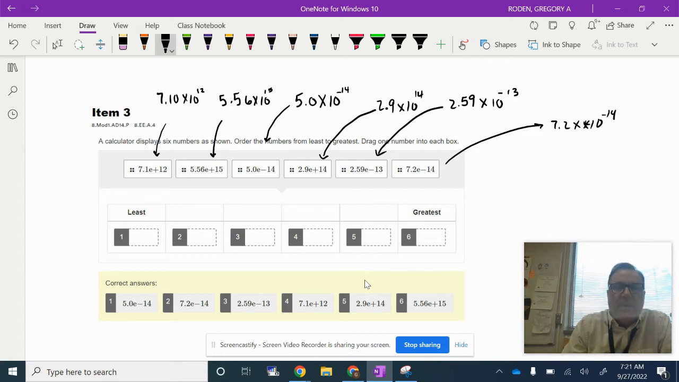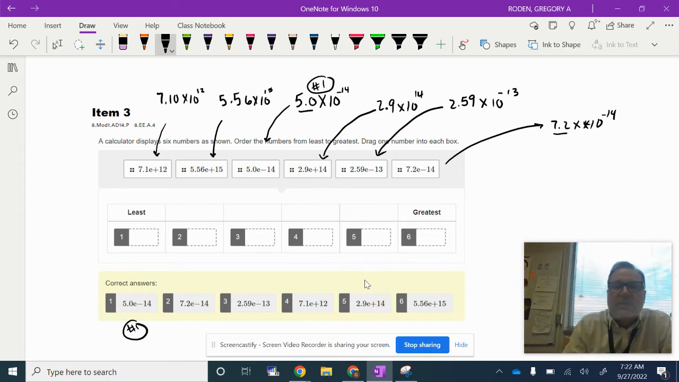So I believe that 5.0 is greater than 7.2. Don't look at the negatives now. Once you see the negatives, then you just look at the actual number. So this one's going to go first. So this one is number 1. That's the smallest one. See that? Okay, so this one's done.